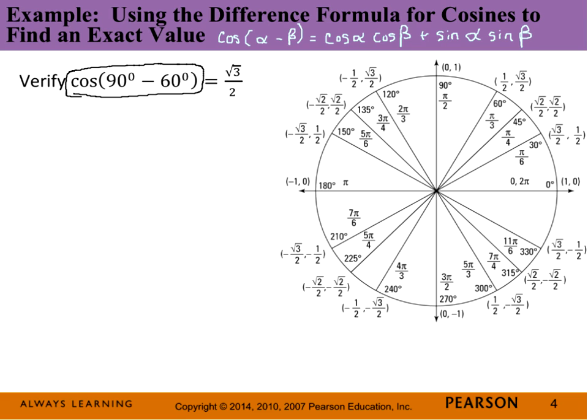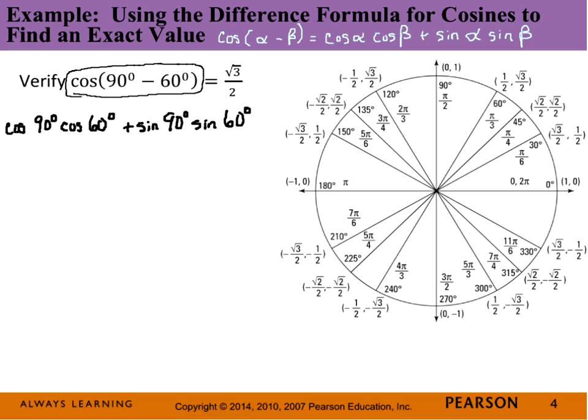The first thing I'm going to do is simplify. Well, it doesn't look like it's simplifying because I'm actually expanding it out. So I'll use different words and say I'm going to expand out the cosine of 90 degrees minus 60 degrees using the cosine difference formula. Expanding this, it would look like the cosine of 90 degrees times the cosine of 60 degrees plus the sine of 90 degrees times the sine of 60 degrees.